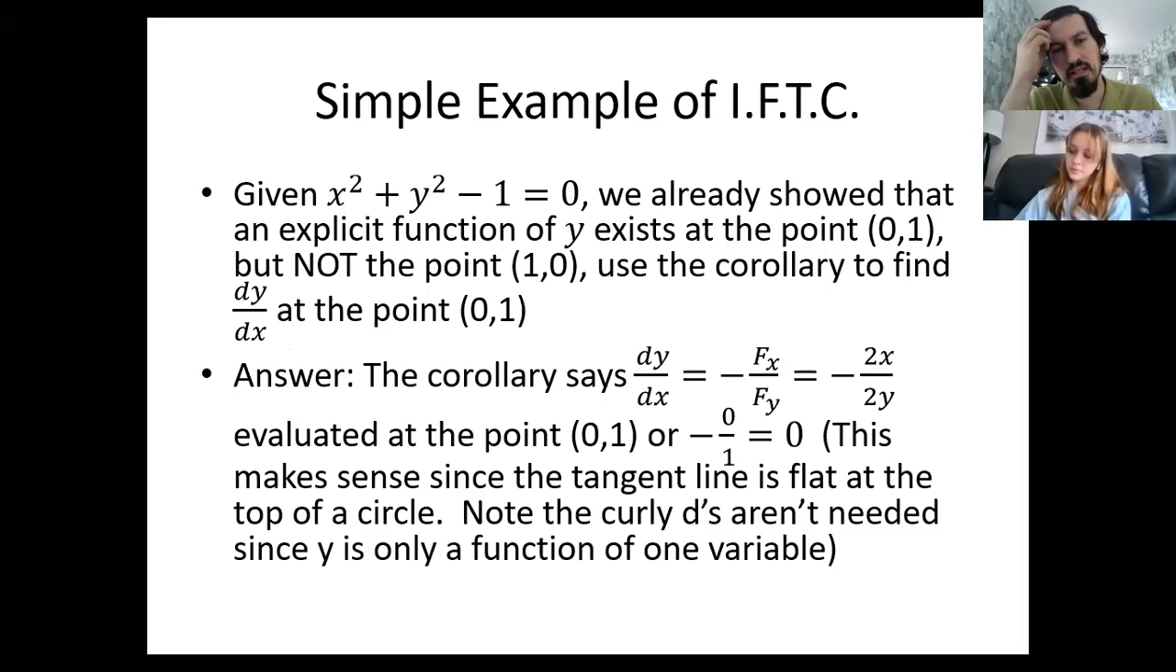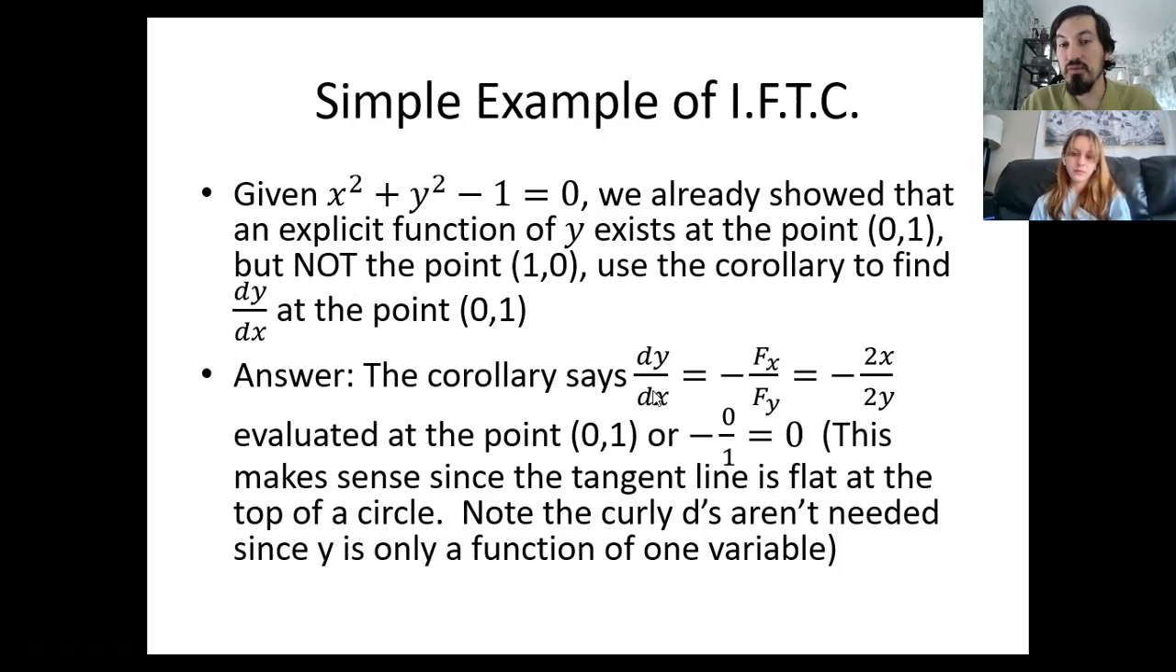We already did this one, perhaps. Given this, which is the unit circle, we showed that an explicit function of y exists at the point 0, 1. That is x equals 0, y equals 1. That's the top point of the unit circle. But it doesn't exist at the point 1, 0. That's the rightmost point of the unit circle. Use the corollary to find dy dx at the point 0, 1. That's the point where it does exist.